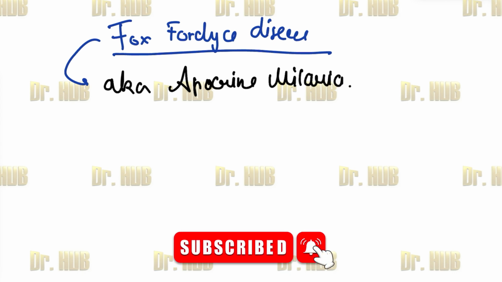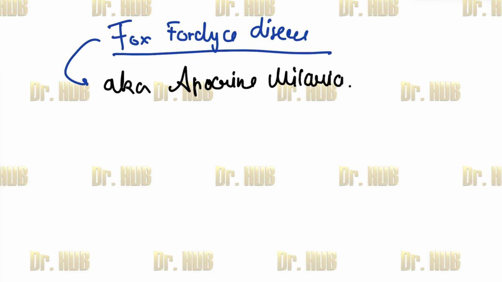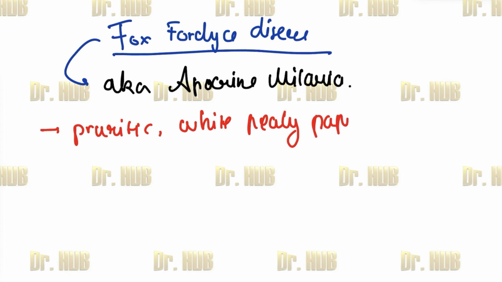Fox-Fordyce disease. So this Fox-Fordyce disease is also known as apocrine miliaria. It is characterized by intensely pruritic, white pearly papules in the apocrine areas.